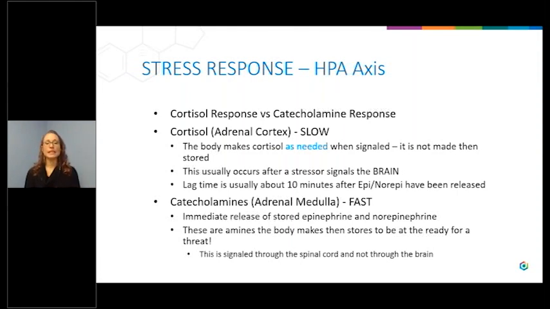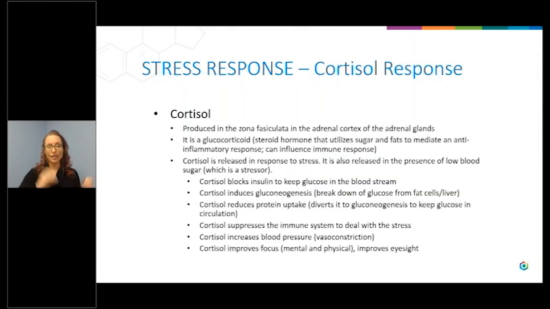It's an immediate release. Your body gets a stressor signal. Catecholamines release epinephrine and norepinephrine. And then cortisol comes in about 10 minutes later to continue to support you in that stress response. So that's where we have that slow versus fast stress response and hormone signaling release or reaction.